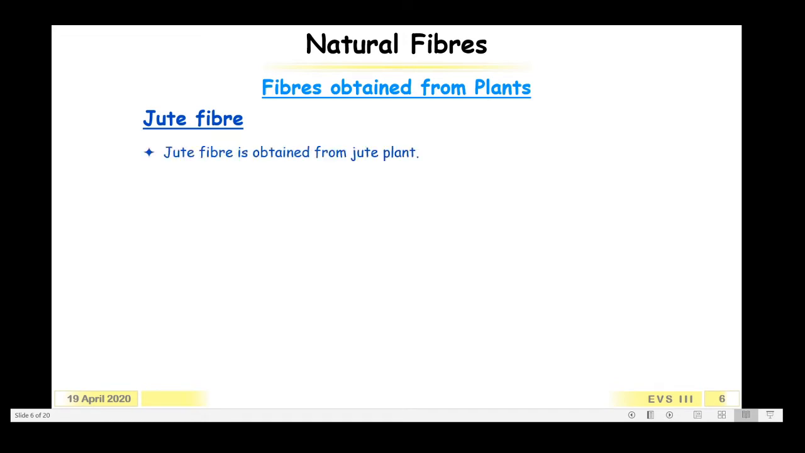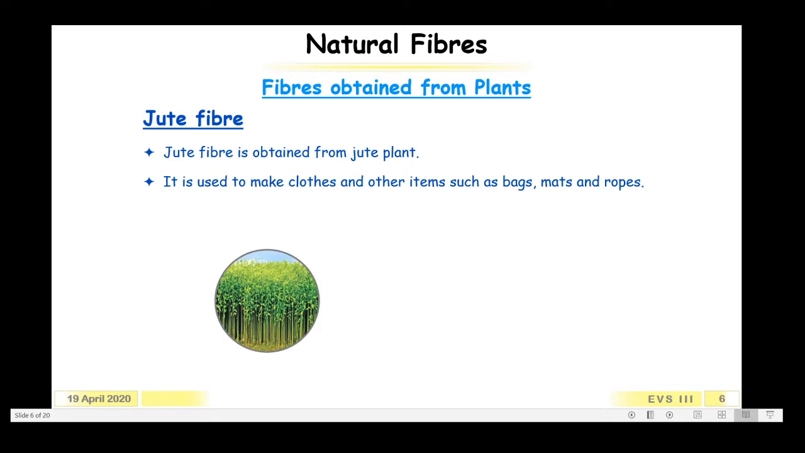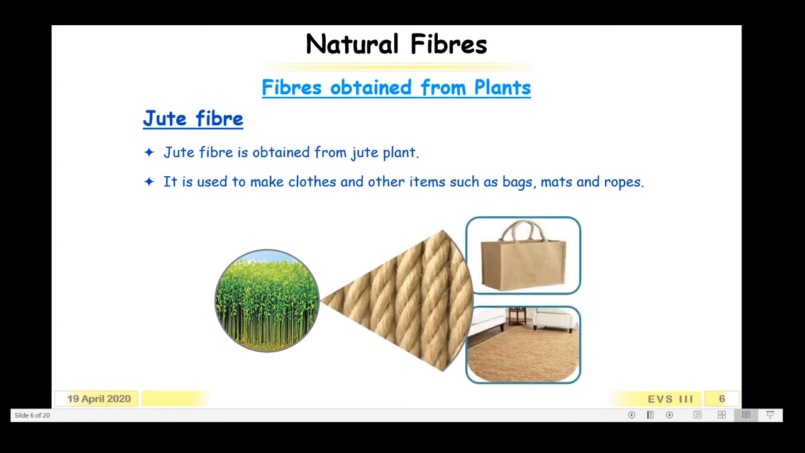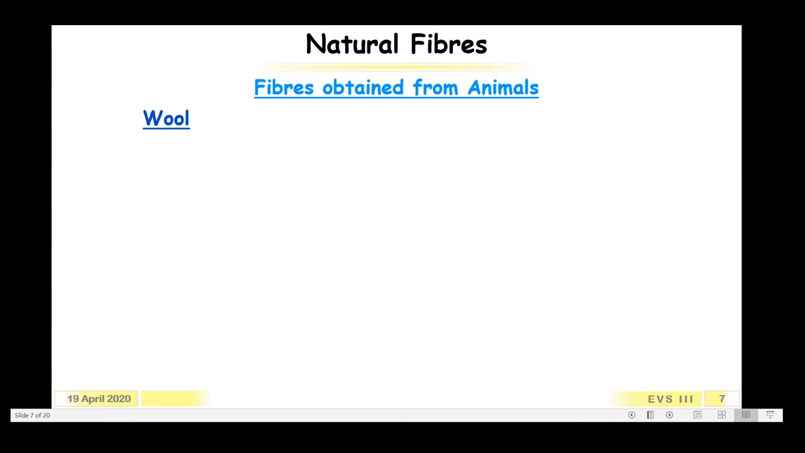Now we'll switch over to the next fiber, that is jute. Jute fiber is obtained from the jute plant. It is used to make clothes and other items such as bags, mats and ropes. So this is the picture of the jute plant. Then the jute fiber that we get from it, and then it is used for making bags or mats and of course ropes.